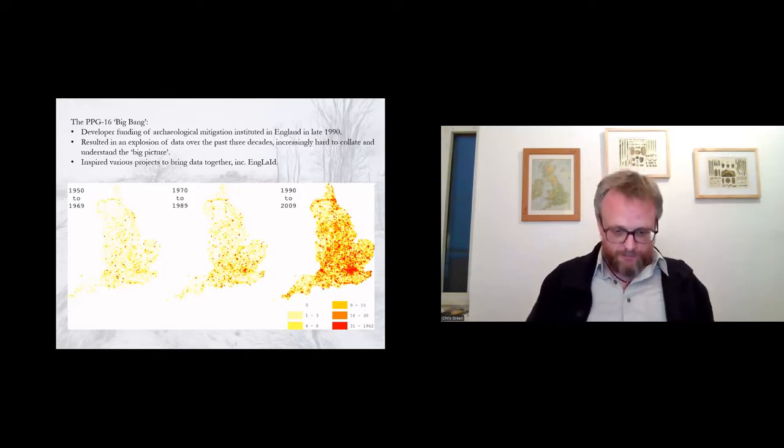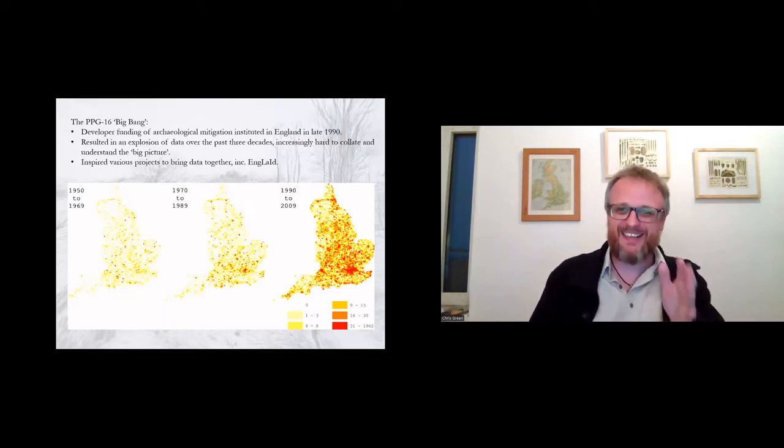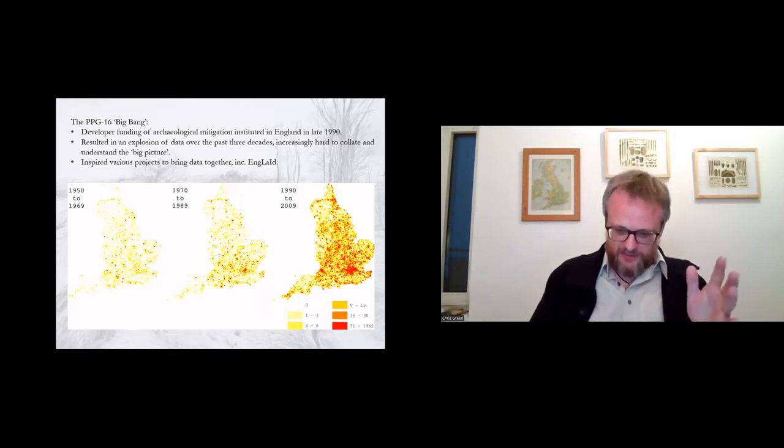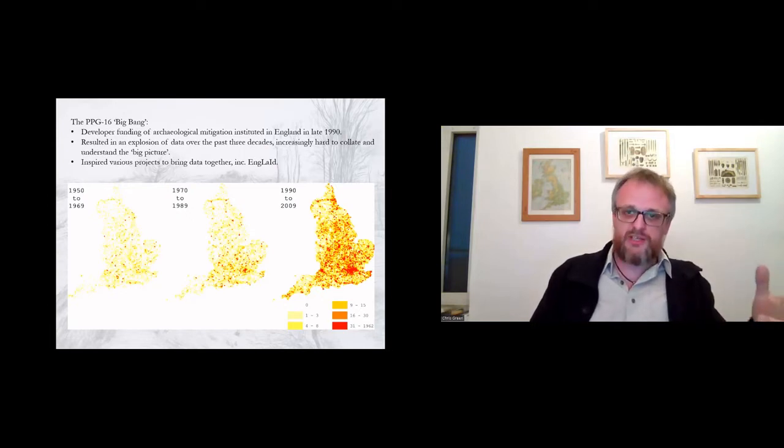The maps on screen show the number of excavations recorded for 3 time slices: the 50s and 60s, the 70s and 80s, and then the post-PPG 16, 90s and 2000s, noughties, that are recorded within Historic England's excavation index. And I think this really illustrates this explosion in the amount of fieldwork undertaken.